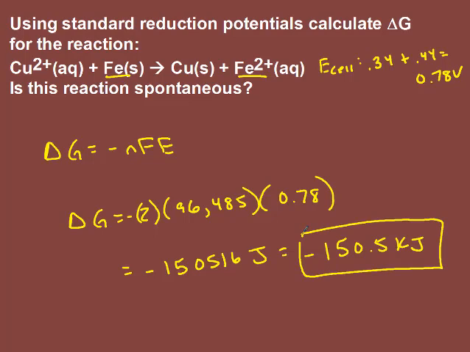So the question asks, is this a spontaneous reaction? Well, delta G is negative, so yes, it's thermodynamically favorable because delta G is negative. We could have answered whether this reaction is spontaneous just by looking at our E cell. Since our E cell was positive, we knew that we had to have a negative delta G.